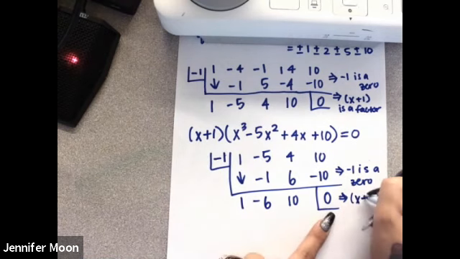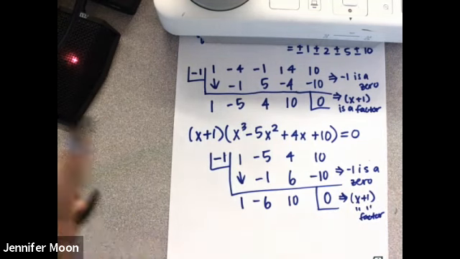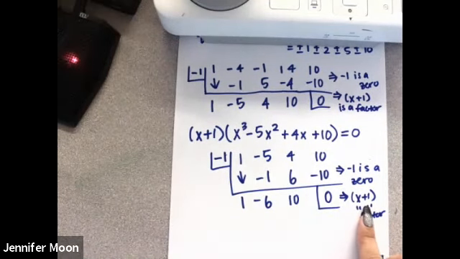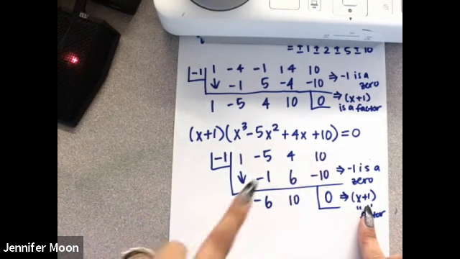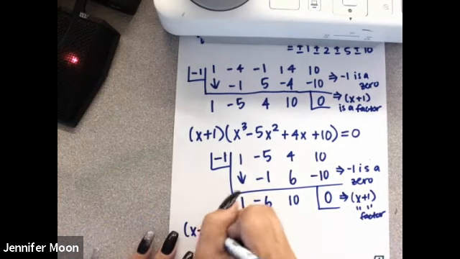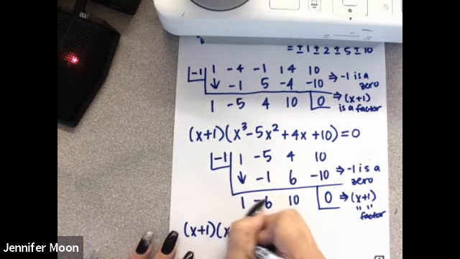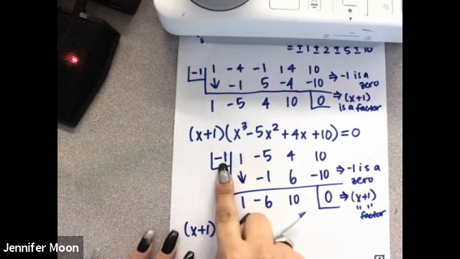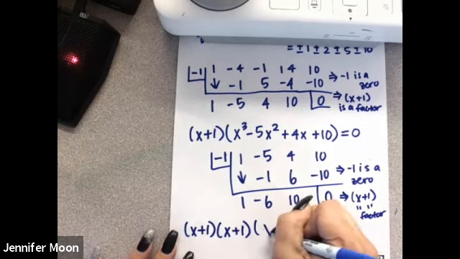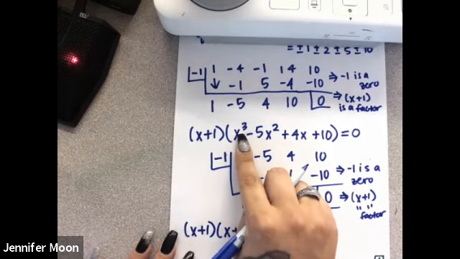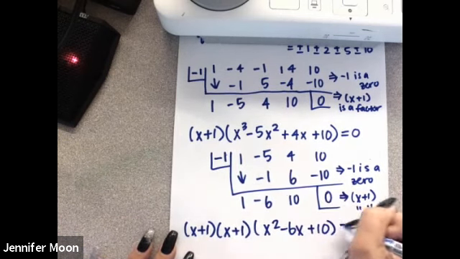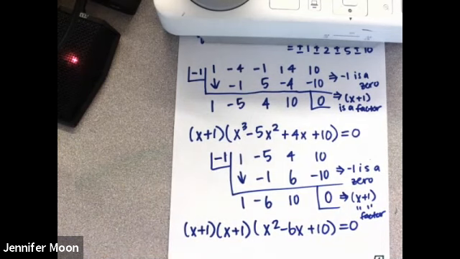So this means that x plus 1, y'all, is a factor. I wrote it up there. Now, because I plugged in -1 and got a 0, here's another factor. Let me rewrite this. I had x plus 1. I just found that another x plus 1 worked. Because I got a 0 when I divided by this, I can write the quotient, which started as x cubed, now it's x squared, -6x, +10, set equal to 0. This is what we'll finish whenever we get back.